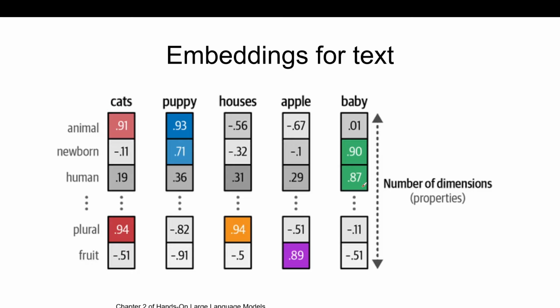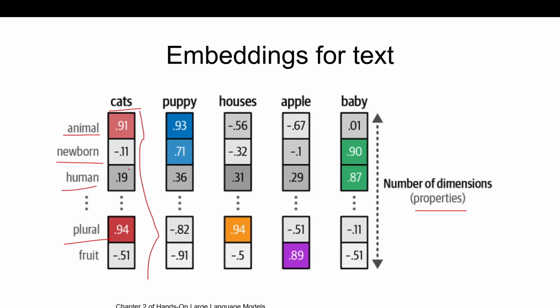So let's look at a concrete example of embeddings. We take embeddings for words here. We can see that each word is mapped to a high-dimensional vector, and each dimension can represent a specific property. For example, here, the first dimension represents animal, whether this word is related to an animal. The second dimension could be whether this is newborn or not. The third dimension, whether this is human. And this dimension says whether this word is plural or singular.